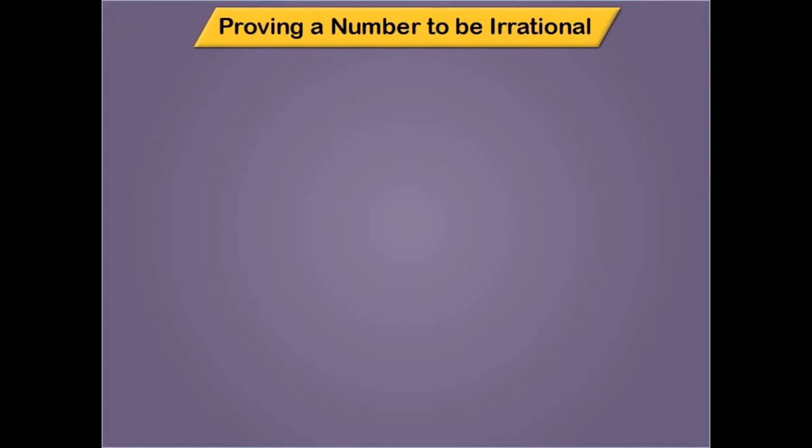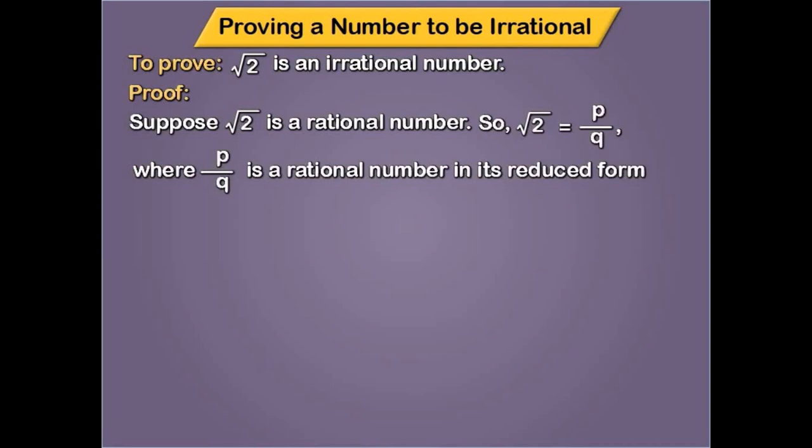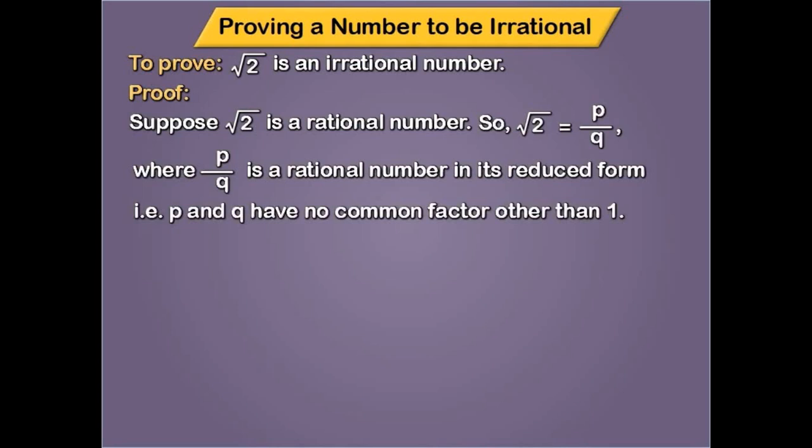Next, consider proving a number to be irrational. Suppose you have to prove √2 to be an irrational number. This will be proved by contradiction. Suppose √2 is a rational number. So, √2 can be expressed in the form p by q, where p by q is a rational number in its reduced form. That is, p and q have no common factor other than 1.